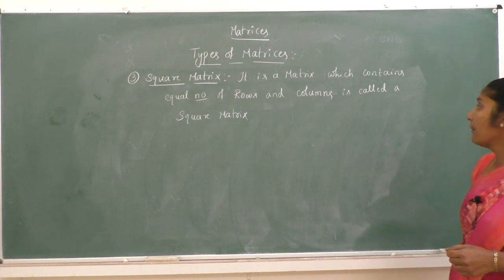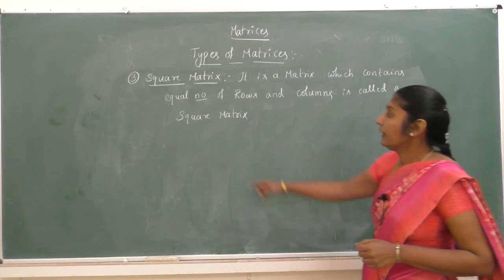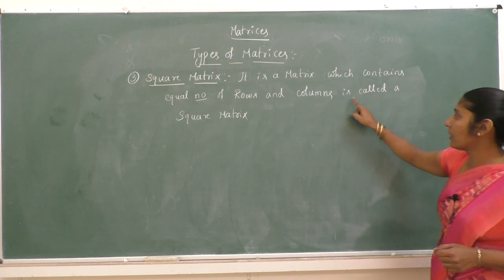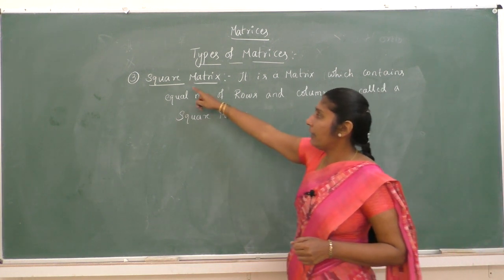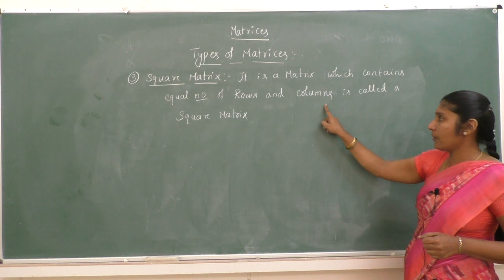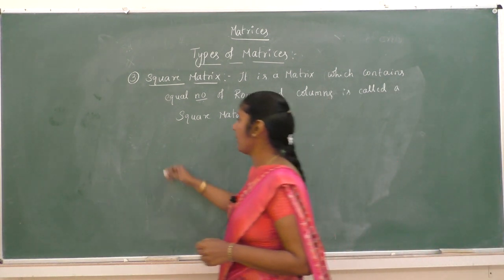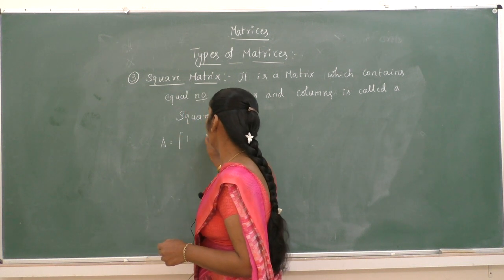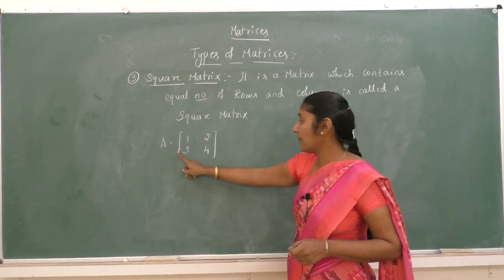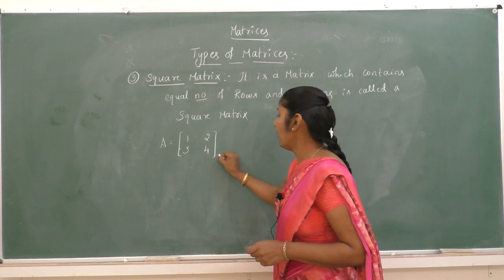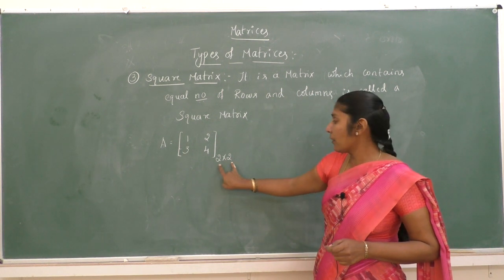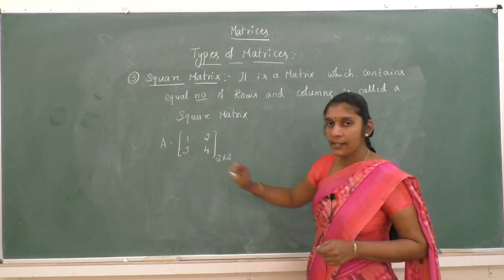A square matrix is a matrix which has equal number of rows and equal number of columns. Number of rows is equal to number of columns is called a square matrix. I will repeat this. Example for a square matrix, capital A, 1, 2, 3, 4. Order of this matrix is 2 cross 2, number of rows is 2, number of columns is also 2. So, equal number of rows and columns, therefore, it is called a square matrix.